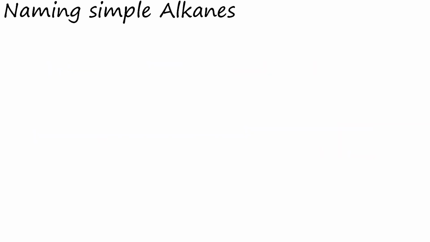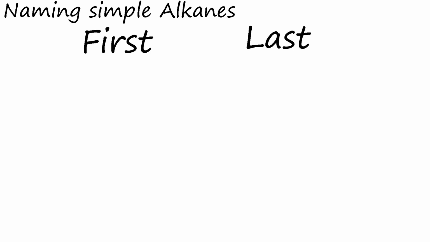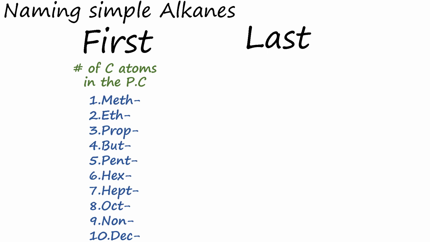Naming simple alkanes. Simple alkanes are just the parent chain, so the name will be only the first and the last name. The first name will be, as I said, made out of the number of atoms in the parent chain, and for each number, there is an identifier. For number one, we have meth. For number two, we have eth, and three, we have prop. Four, we have but, and five, we have pent. Six, we have hex. Seven, we have hept. Eight, we have oct, and nine, we have non, and 10, we have dec.